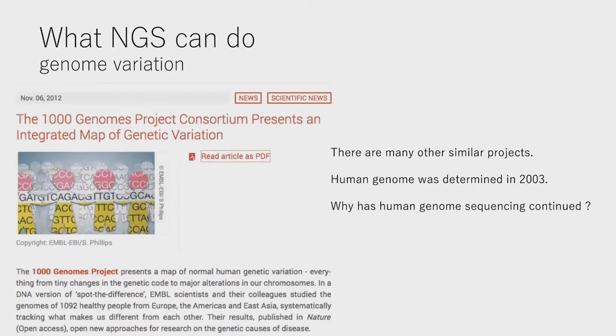Okay, at first I'll explain the application of the next generation sequencer to genome variation. Okay, this slide shows news of 2012 about the 1,000 genome project. The 1,000 genome project means a project to determine the genome sequences of 1,000 persons. And not only the 1,000 genome project, but also similar projects to determine an enormous number of human genomes. But as I told in the first part of today's talk, the human genome sequence was determined in 2003. Why has human genome sequencing continued?